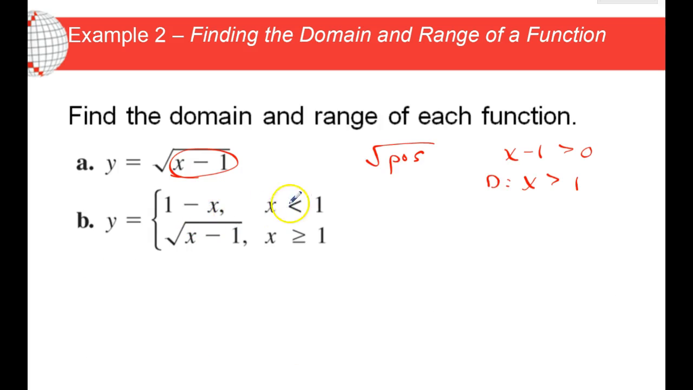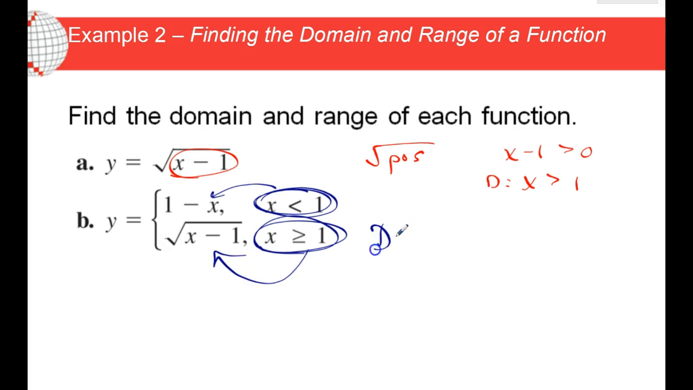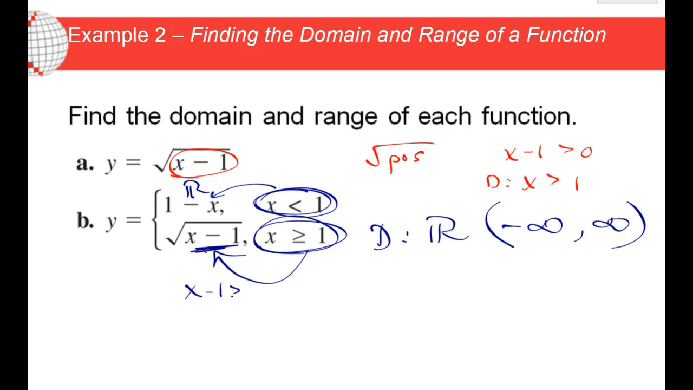In the second example, this is called a piecewise function, and for all the values of x that are less than or equal to 1, this is always defined, and for all the values of x that are greater than or equal to 1, this is always defined. So I would say the domain is all reals. It goes from negative infinity to positive infinity. There's no place that I would end up with an undefined value, because this is always all reals, and this is all reals for all those values of x minus 1 that are greater than or equal to 0. That means x has to be greater than or equal to 1, which it is, so it's always all reals.